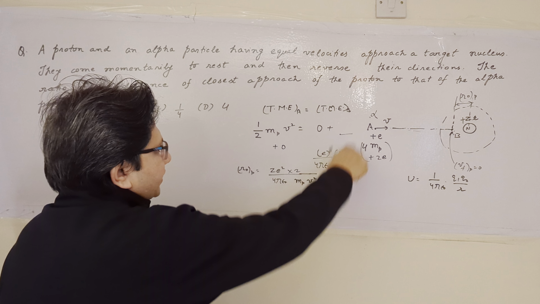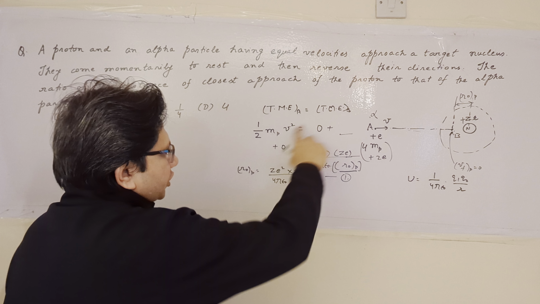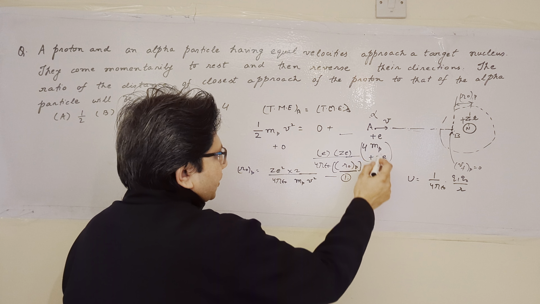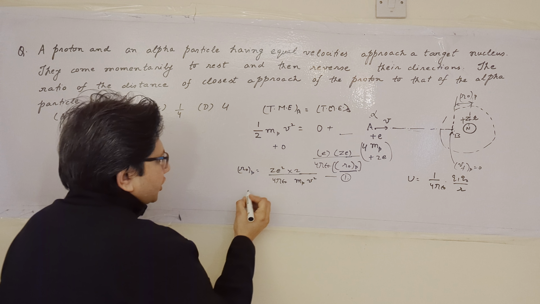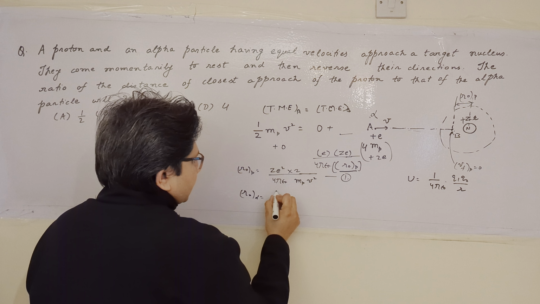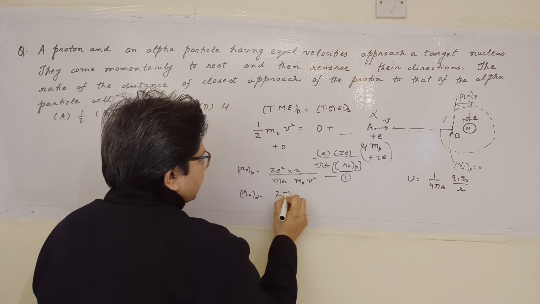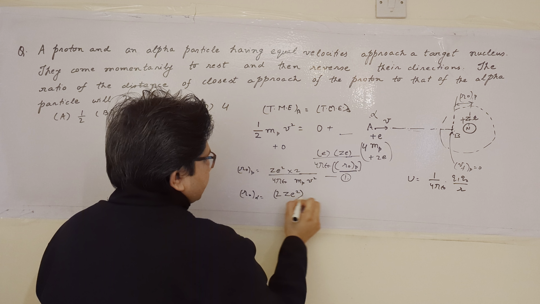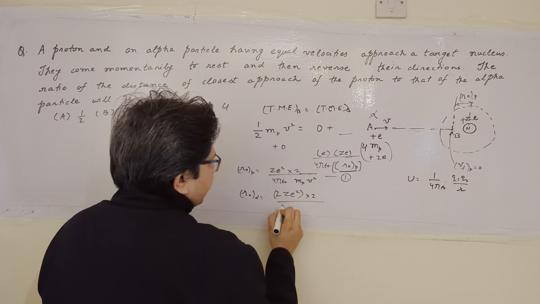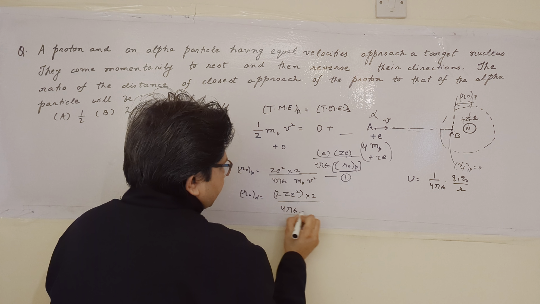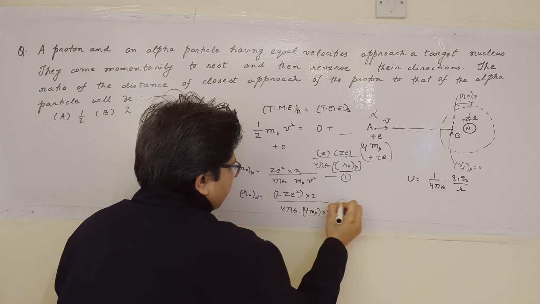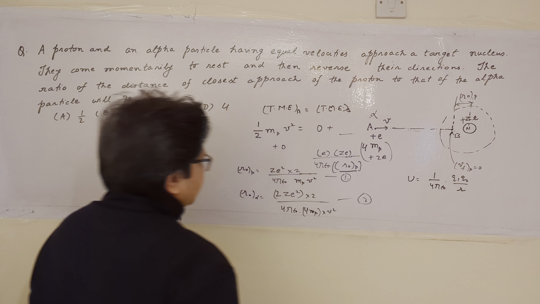So applying the same equation for the alpha particle, but changing these parameters, the mass as well as the charge, we get the closest distance of approach for the alpha particle as 2 Ze square multiplied by 2, divided by 4 pi epsilon naught 4 m_p into v square. Call it equation number 2.